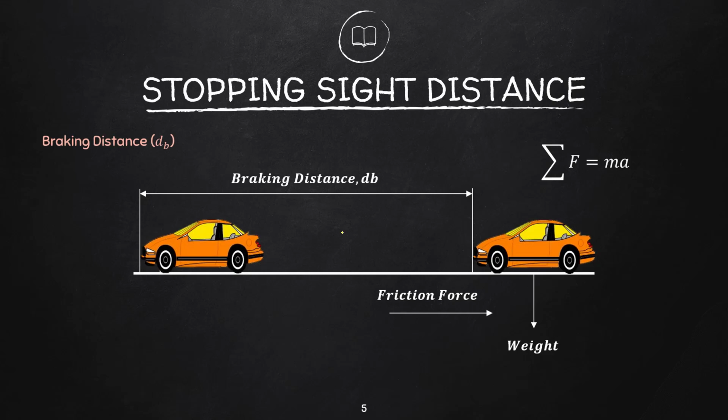So the factors that affect the braking distance are, of course, the friction between the tires and the road. And that is affected by a lot of factors which will be discussed later in this video. The friction force is also affected by the weight of the vehicle. And you have your braking distance. This is B.